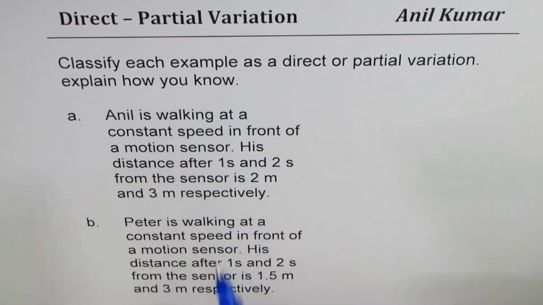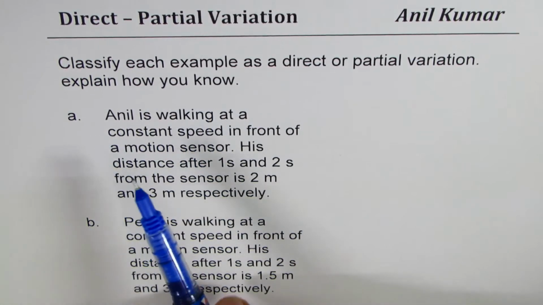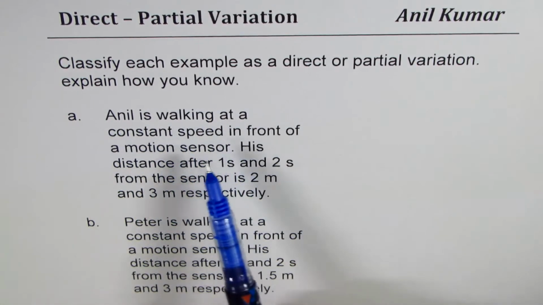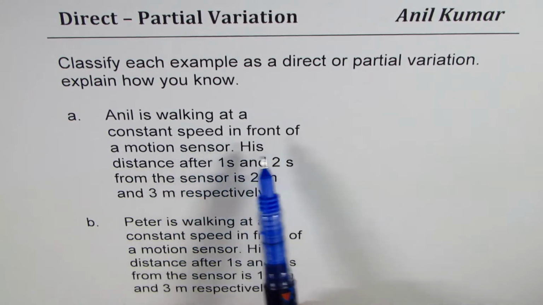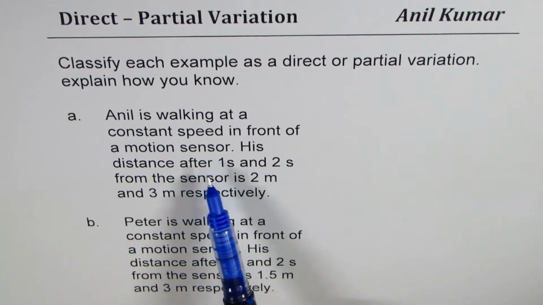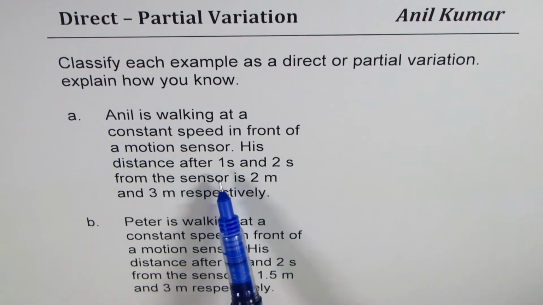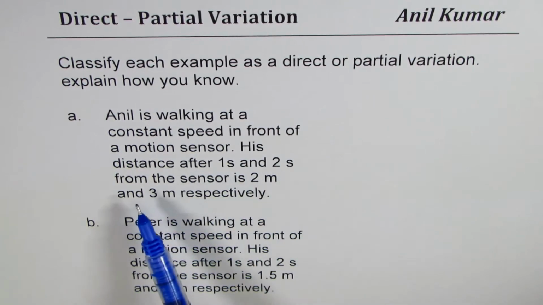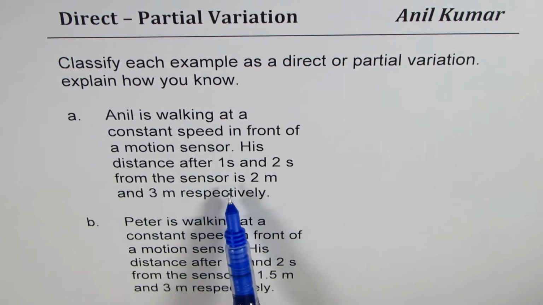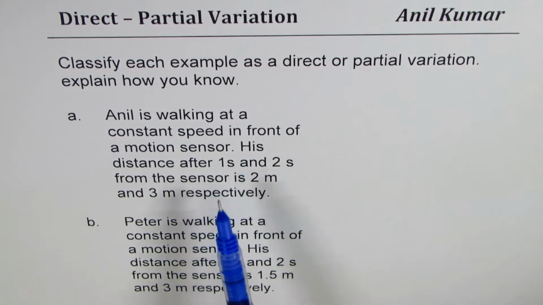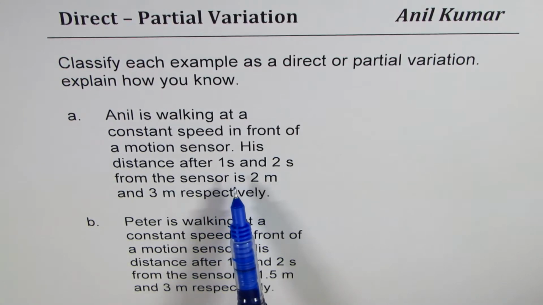Explain how you know. The first one here is, Anil is walking at a constant speed in front of a motion sensor. His distance after 1 second and 2 seconds from the sensor is 2 meters and 3 meters respectively. That's the first situation. You need to tell whether it represents direct variation or partial variation.